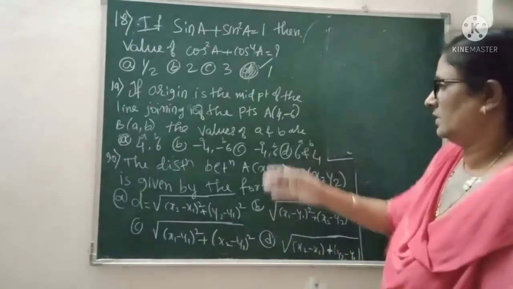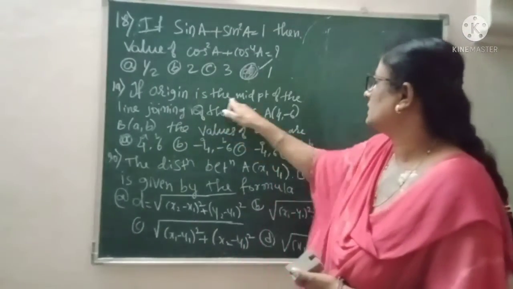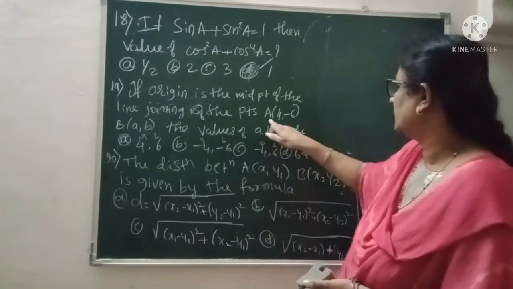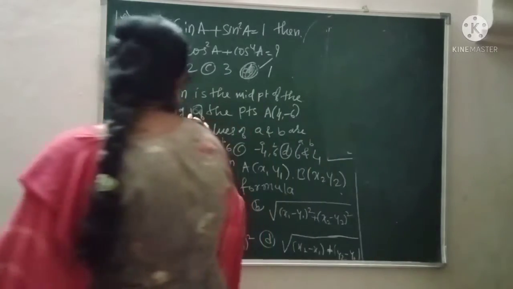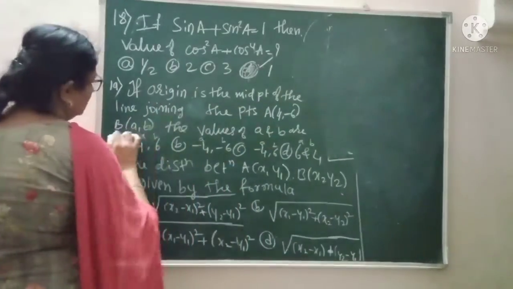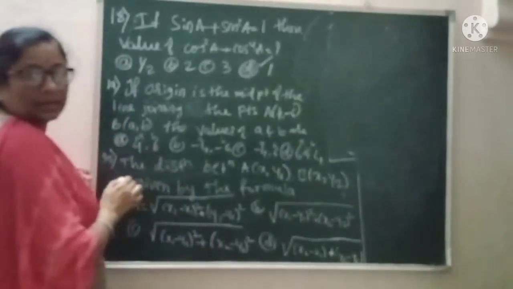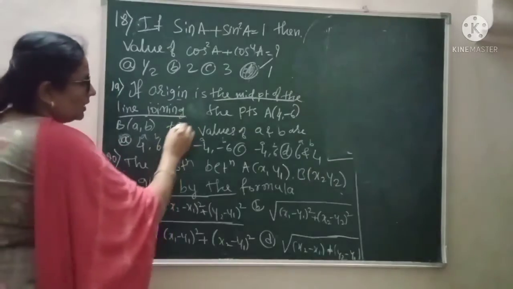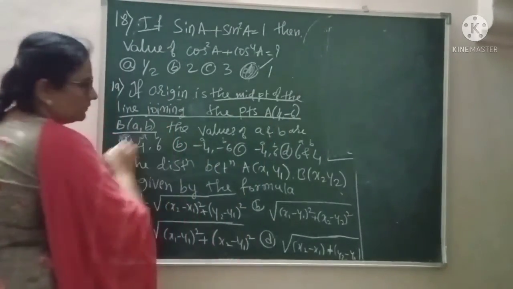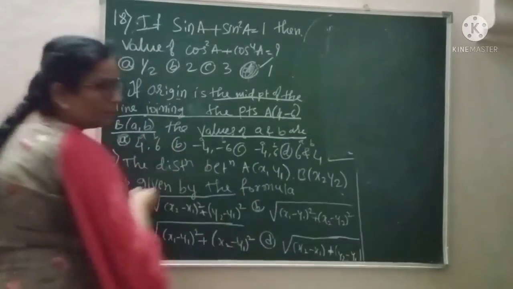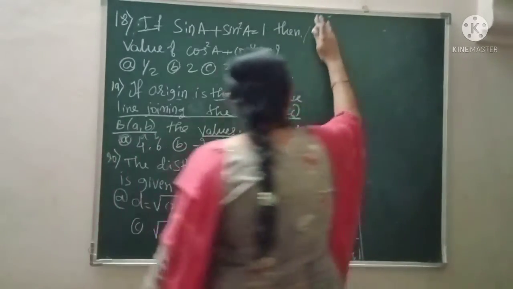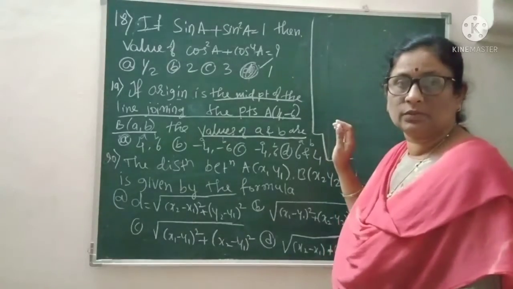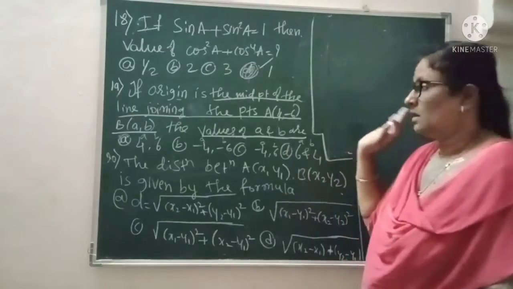Now look at that, very interesting. If the origin is the midpoint of the line joining the points, this and this one, then the values of a and b are, look at this one. These are little A-plus, marks-getting problems. To get A-plus, you have this one.